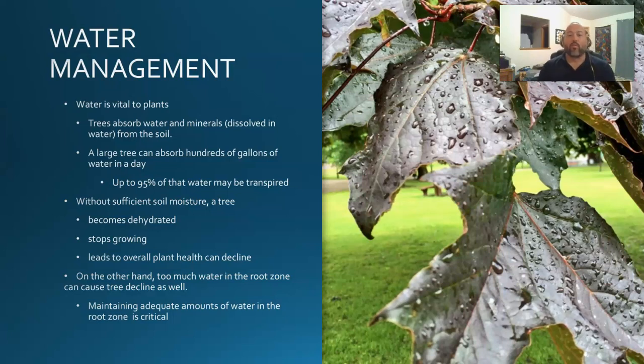So water is extremely vital to plants. Trees absorb water and minerals as a solution, so the minerals from the soil are dissolved in water. For a large tree, it can absorb hundreds of gallons of water in a day. And then, maybe I'm hoping that the next question you have is, why does it absorb so much water throughout the day? And it's because up to 95% of that water may be transpired.